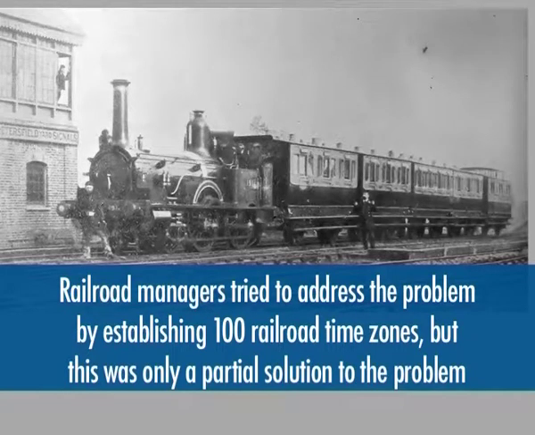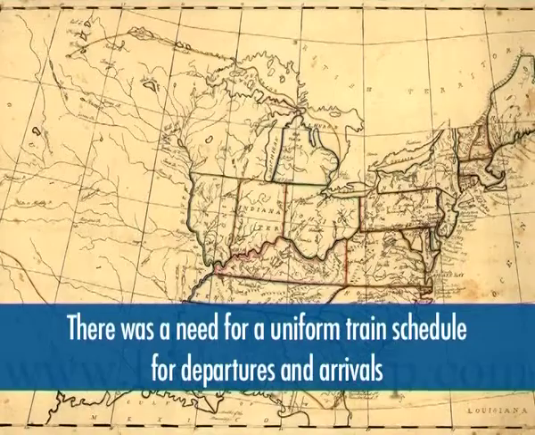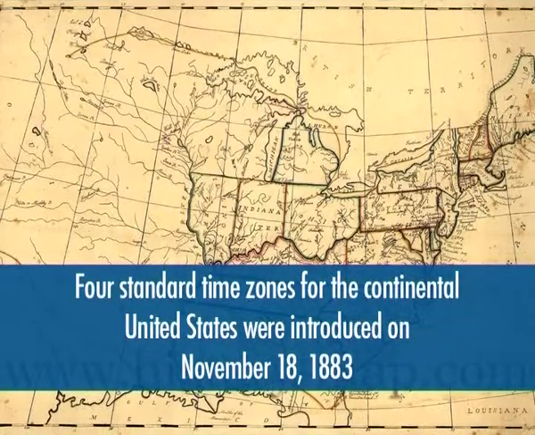Railroad managers tried to address the problem by establishing 100 railroad time zones, but this was only a partial solution to the problem. Operators of the new railroad lines needed a new time plan that would offer a uniform train schedule for departures and arrivals. 4 standard time zones for the continental United States were introduced on November 18, 1883.